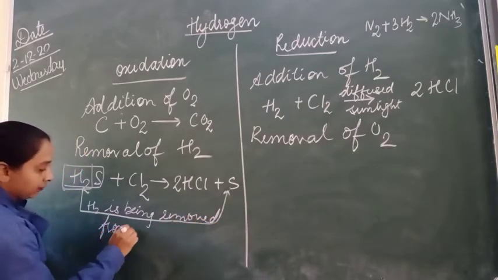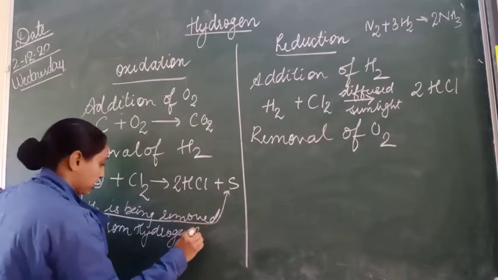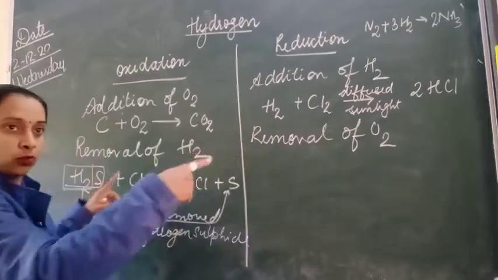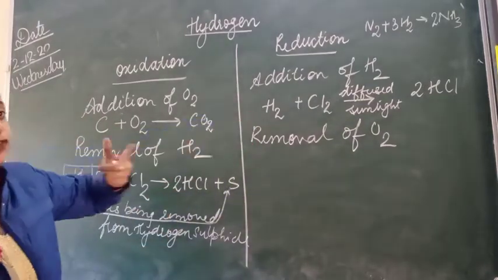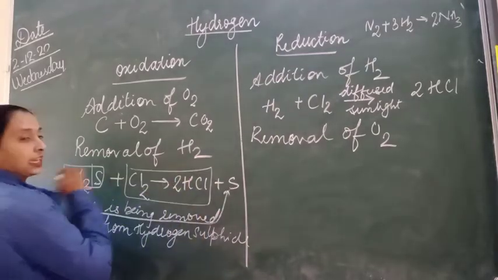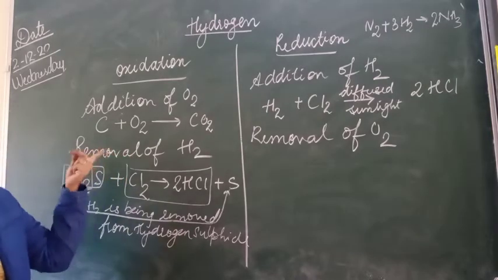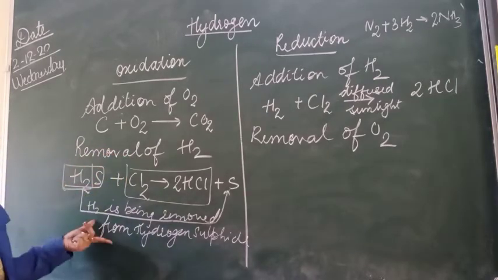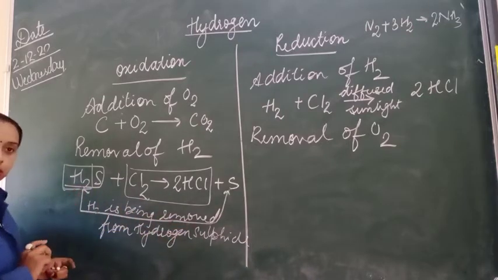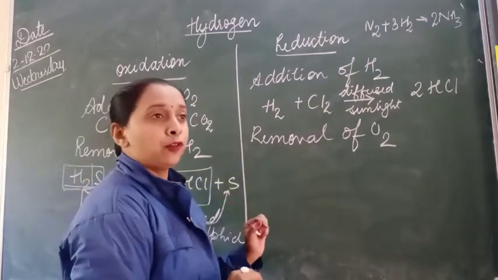from hydrogen sulfide. This same reaction you can even write for the addition of hydrogen also. There also you can write this reaction. Why? Because there you will write that addition of hydrogen is taking place in chlorine, right? But here I have to show removal of hydrogen. So I have written this equation where hydrogen is being removed from hydrogen sulfide. Are you getting? Okay. Then removal of oxygen.